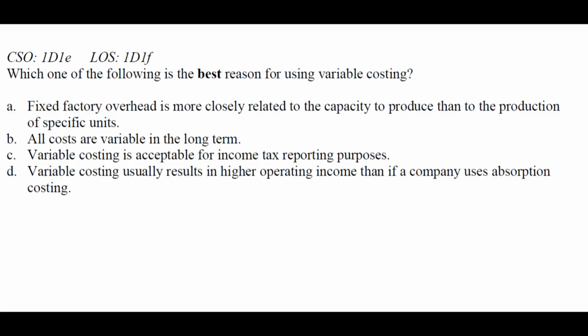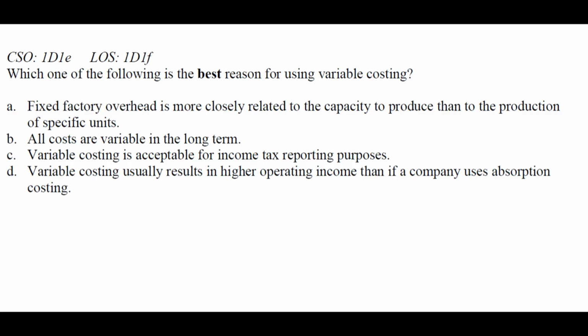A. Fixed factory overhead is more closely related to the capacity to produce than to the production of specific units. Correct. This is the best conceptual justification for variable costing. Fixed manufacturing overhead supports the production facility as a whole, not individual units. Therefore, it should be treated as a period cost, not a product cost.